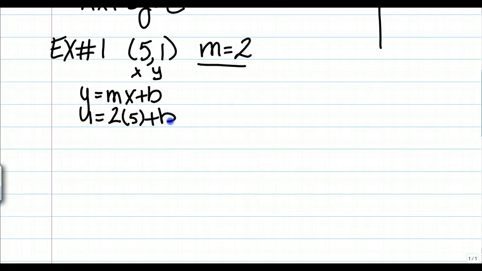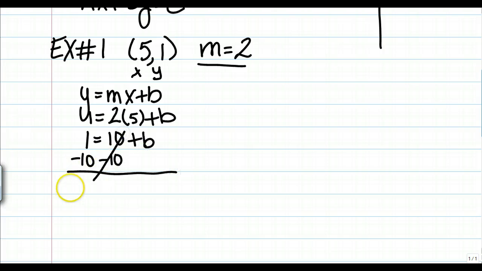And then I'll have to find what b is because I don't know what b is. So again, I plugged in my slope for m, I plugged in my points for x and y, and I'm going to solve for b so that I can write an equation. So I'm going to have 1 equals 10 plus b, subtract 10, I have negative 9 equals b.